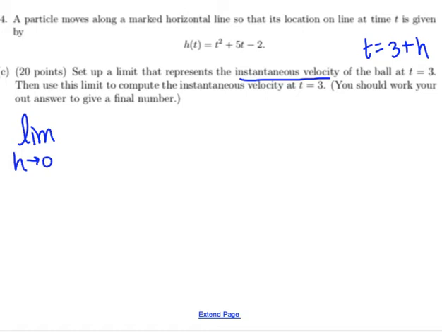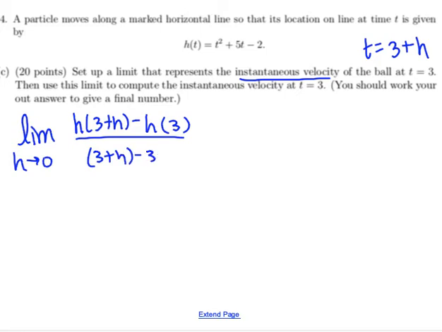And then we just use our slope formula, with these being our 2 times. So it'd be h of 3 plus h minus h of our other value, 3, all over 3 plus h minus 3. I think I've said this to you guys before, if you want, you can always just make the denominator h, you can write it out with your points. And you can see that's your slope formula. Then I would go off to the side and find h of 3 plus h.